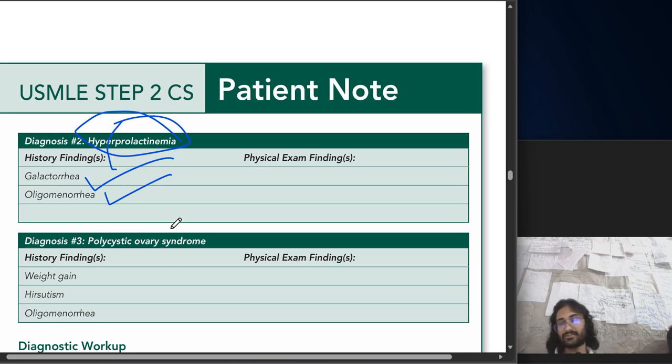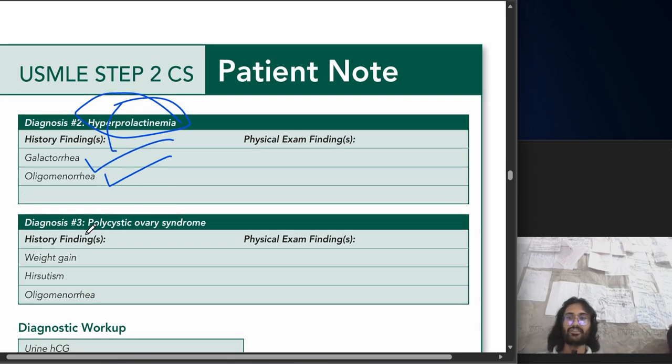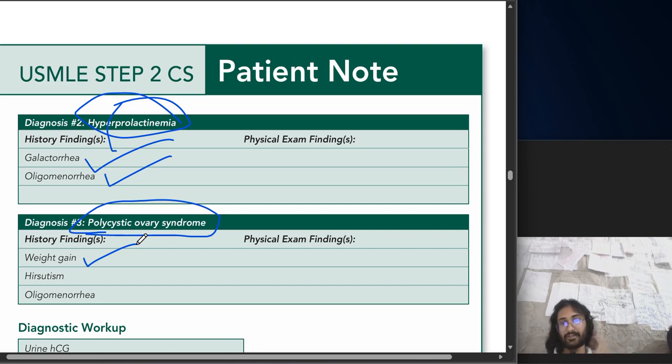We need some tests. Differential diagnosis number three. Now this is very interesting. Polycystic ovarian syndrome. Now in this, what happens? There is cyst formation inside the ovary. Why are we saying this? Because there is weight gain, first thing. Second thing, there is hirsutism, hair on her chin, she told us, and oligomenorrhea. So these three complaints are pointing towards PCOS, polycystic ovarian syndrome.